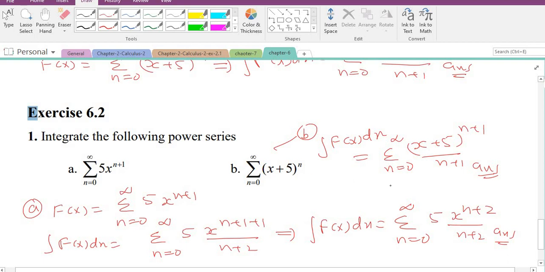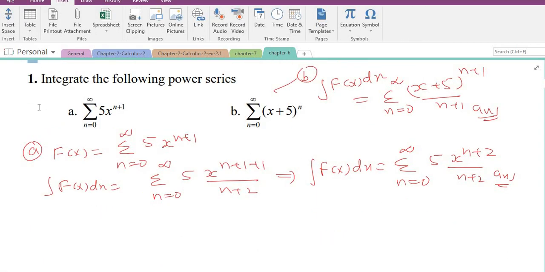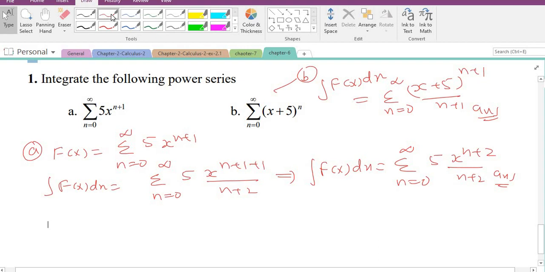This is the integration of the power series part which is given in exercise 6.2. Hopefully you people understand this one. Now I am going to tell you how to check whether any power series is convergent or divergent.